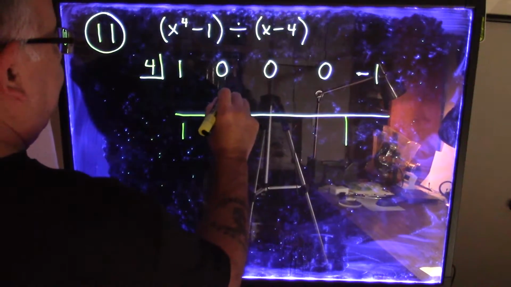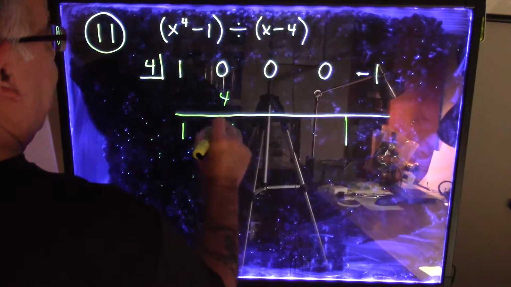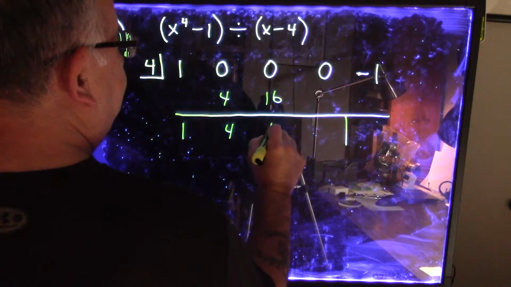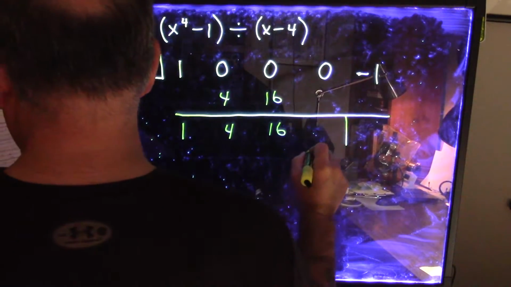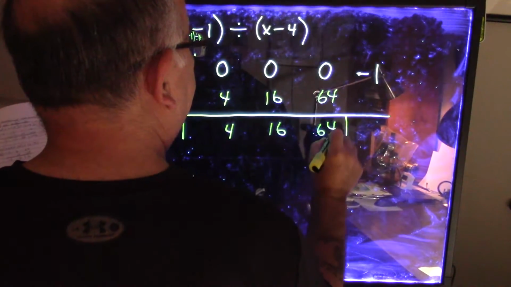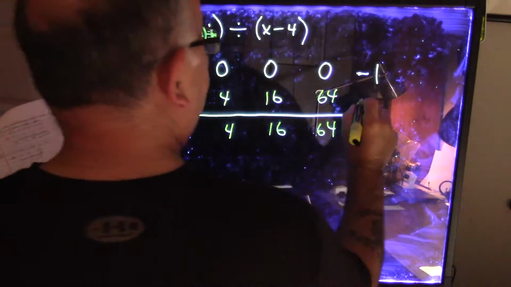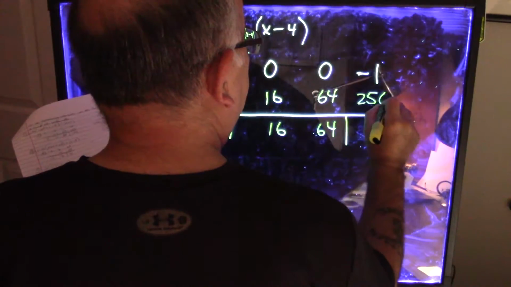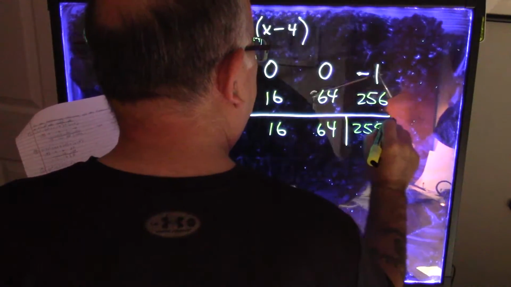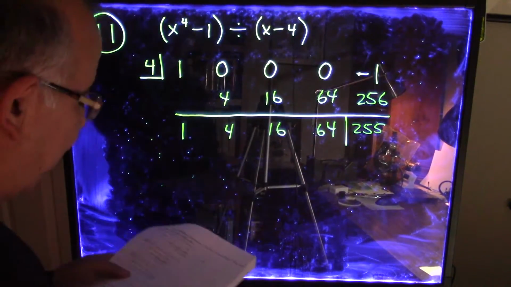4 times 1 is 4, 4 plus 0 is 4. 4 times 4 is 16. 16 and 0 are 16. 4 times 16 is 64. 64 plus 0 is 64. 4 times 64 is 256. 256 minus 1, 255. So the remainder, 255.